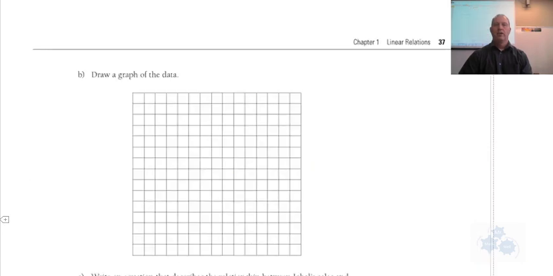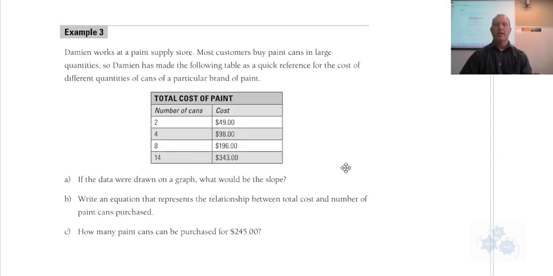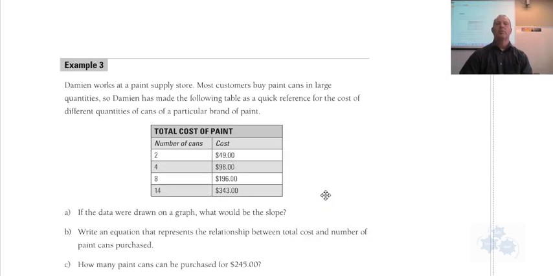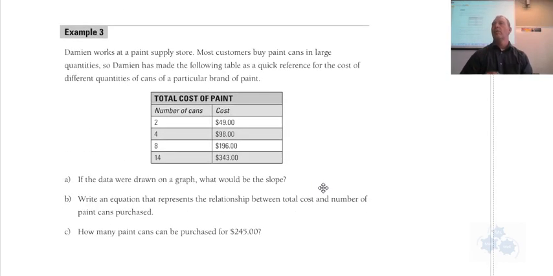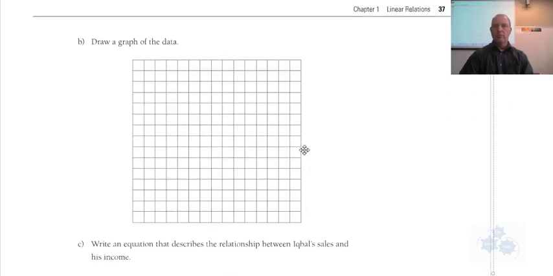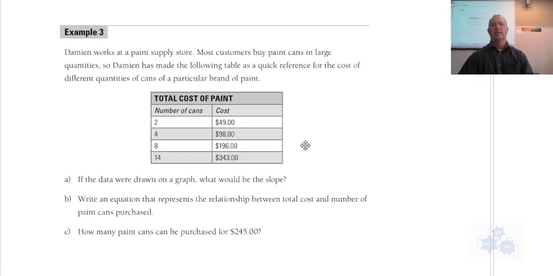Okay, so I want to go through example 3. I know there are some more build your skills questions. I'm going to go through one more thing with you here today for this lesson, then I'm going to let you work on practice questions on your own. If you could turn to page 37 with me, let's take a look at example 3 and see what this type is. Damien works at a paint supply store. Most customers buy paint cans in large quantities, so Damien has made the following table as a quick reference for the cost of different quantities of cans of a particular brand of paint.